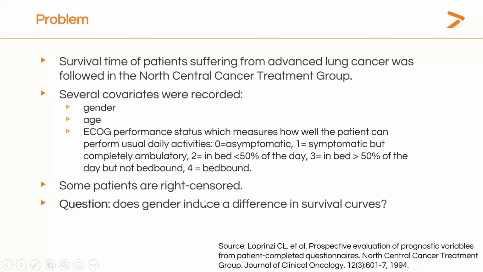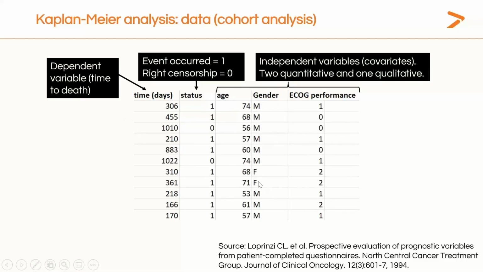Question: does gender induce a difference in survival curves? So for now, we're only going to test the effect of one independent variable, which is gender. This is the data. We have the time elapsed in days until death since the beginning of the illness. We have the status column: did the event occur at the end of this period or not? And at last, we have the independent variables.